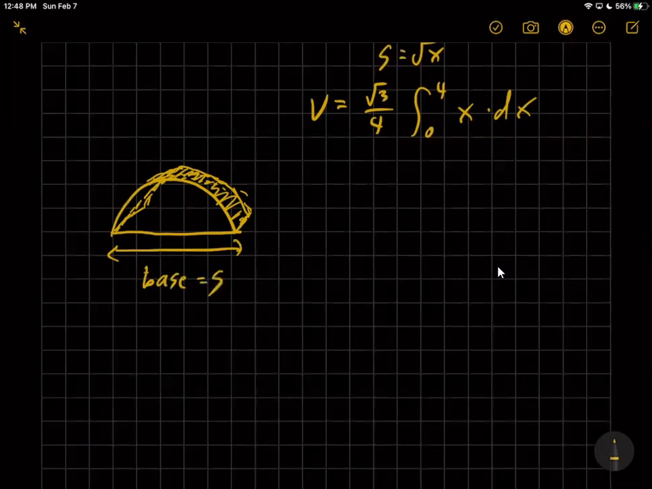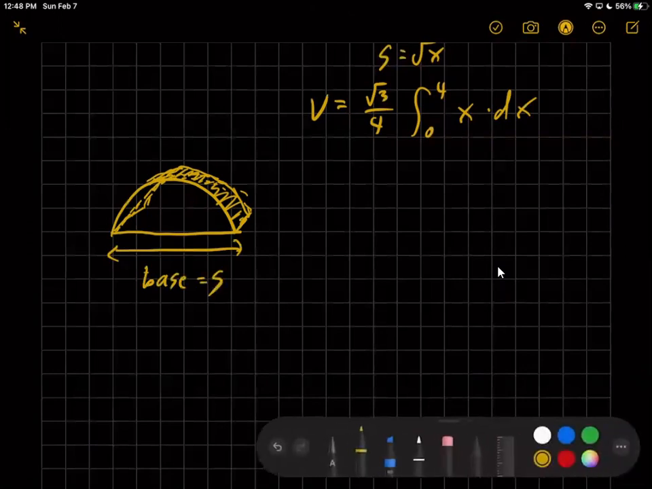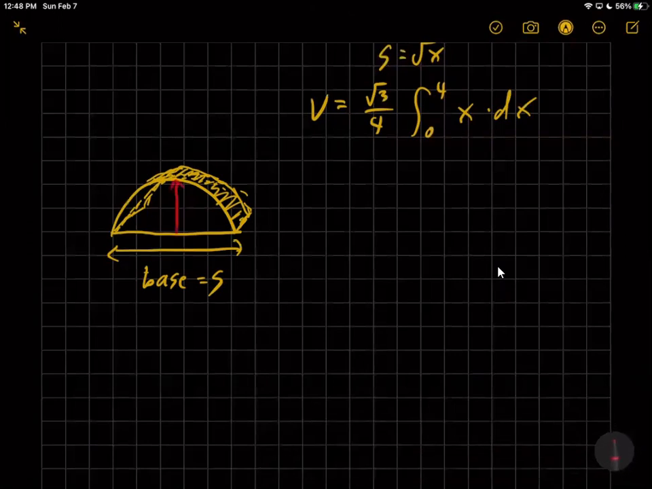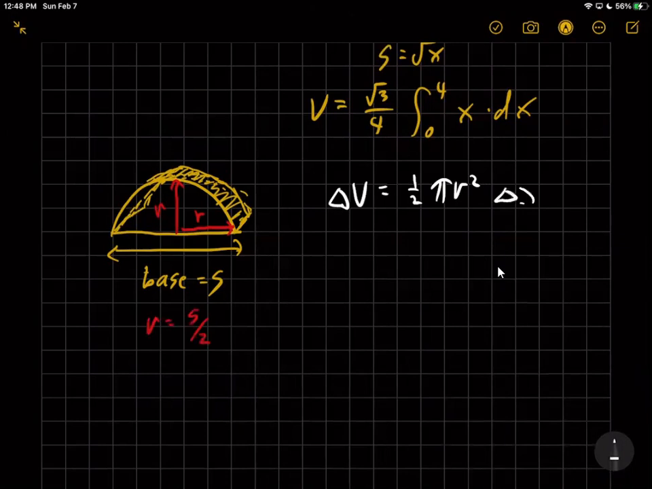The base is the same base as we had before. What's important to note is, as a semicircle, there would be a radius that way and a radius this way. And you can see the radius is half of the base. If you wanted to find the volume of this element, there are 3 dimensions. You have a circular front, but it's half of a circle, so it's half pi r squared would be the area of the front times the thickness, which would be delta x. And so r is equal to s over 2.